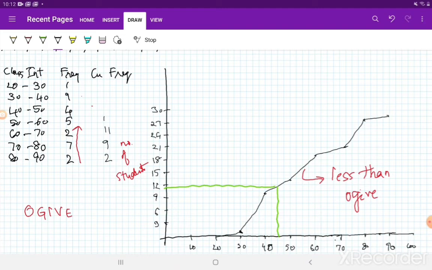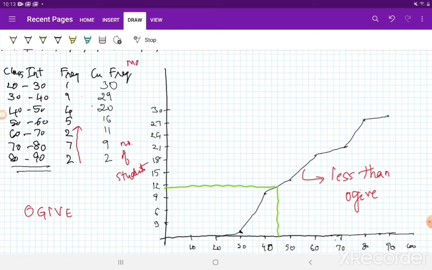More than $50 is 11 plus 5, 16 students. 16 plus 4, 20 students have pocket money more than $40. 29 students have pocket money more than $30, and 30 students have pocket money greater than $20. I hope you have noticed that this time I'm taking the cumulative frequency beginning from the last or the biggest class interval.